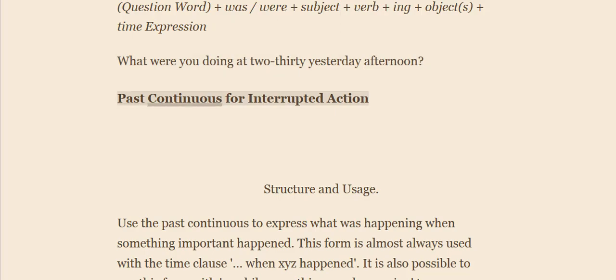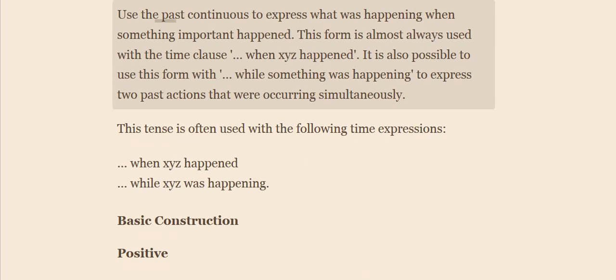Past continuous for interrupted action. Structure and usage. Use the past continuous to express what was happening when something important happened. This form is almost always used with the time clause "when XYZ happened." It is also possible to use this form with "while something was happening" to express two past actions that were occurring simultaneously.